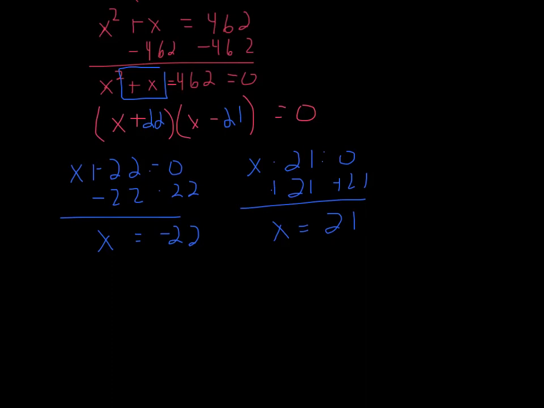And then our second number is x plus 1, right? So we add 1 to negative 22, you get negative 21. Add 1 over here, and you get positive 22. And if you multiply those together, you'll get 462. So those are your sets of numbers that are your answer.